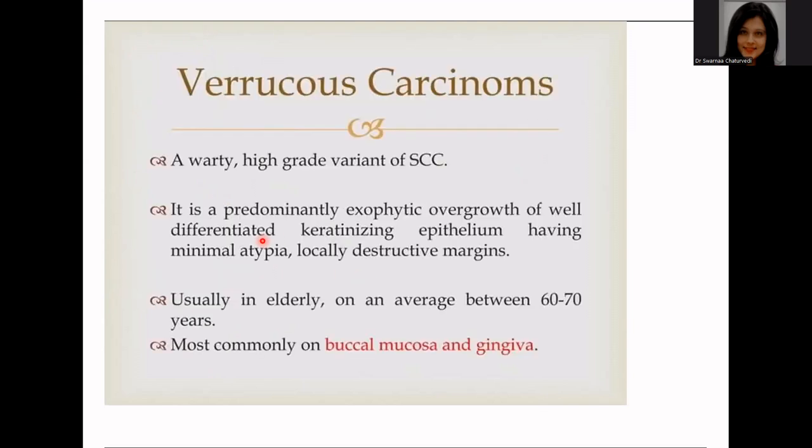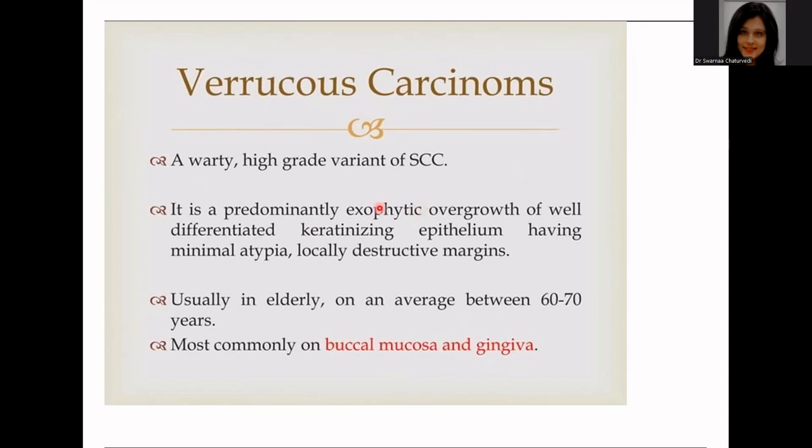Okay, coming to the next lesion after SCC, it's verrucous carcinoma. It's a warty, low-grade variant of SCC. It's a predominantly exophytic overgrowth of well-differentiated keratinizing epithelium having minimal atypia and a locally destructive margin. Now, why is it called verrucous? Because of its appearance similar to a cauliflower.